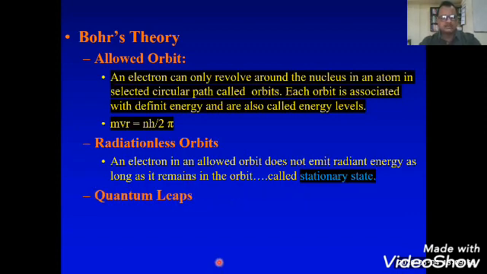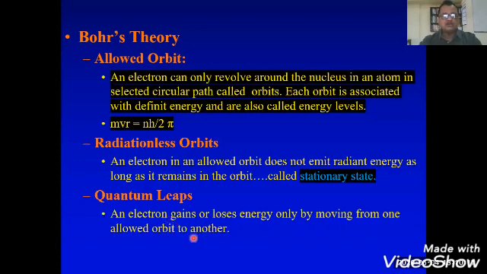Then the third postulate, that I already told you, is that orbits have different amounts of energy. So when the radius of the orbit increases, the energy of the electron in this orbit also increases, because when the radius increases, the attractive force between the electron in the particular orbit and the nucleus starts decreasing.